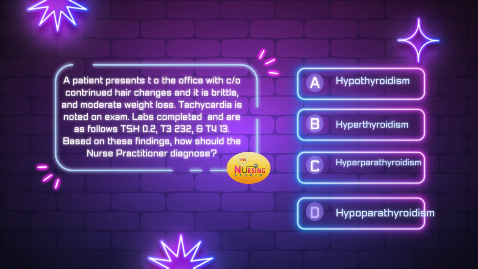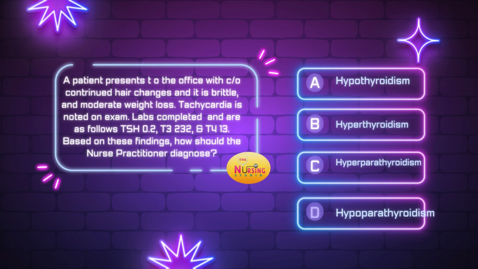But here, the presentation is the patient comes in complaining of hair changes. Her hair is brittle. She's having moderate weight loss. It's noted that she has tachycardia. Already with the presentation, you should start to be able to form certain differential diagnoses, and this should put you in the mind of thyroidism. And honestly, it should make you think of hyperthyroidism. And if you struggle with these, I have a video on it to explain easier ways to look at the presentation of hypo versus hyper, and then getting into the lab work.